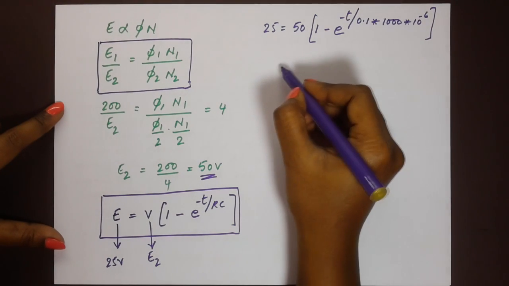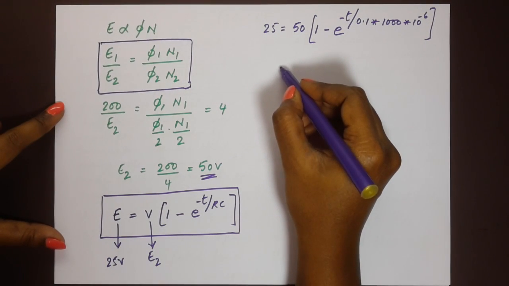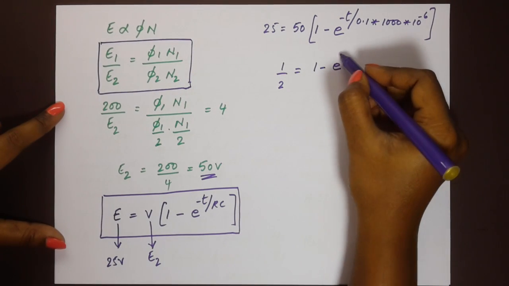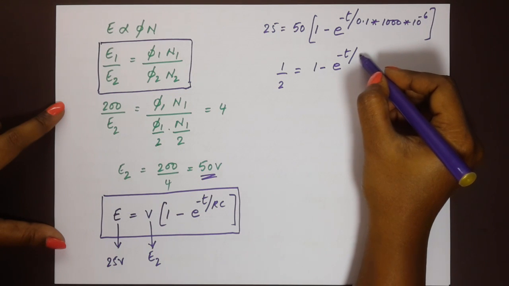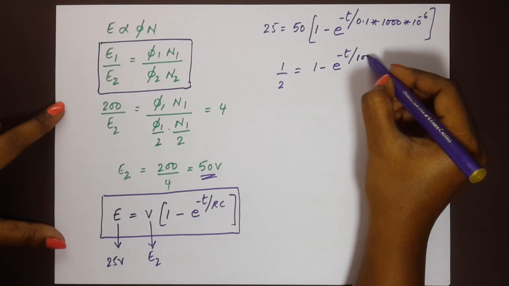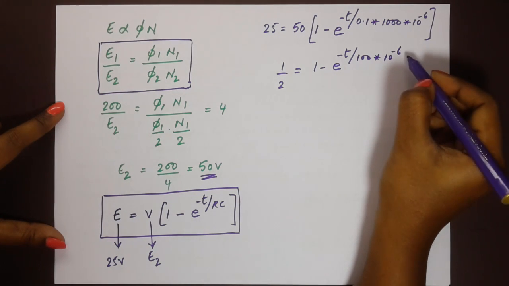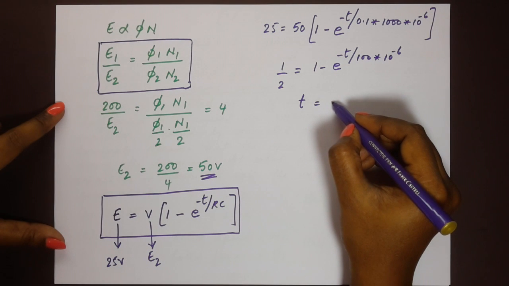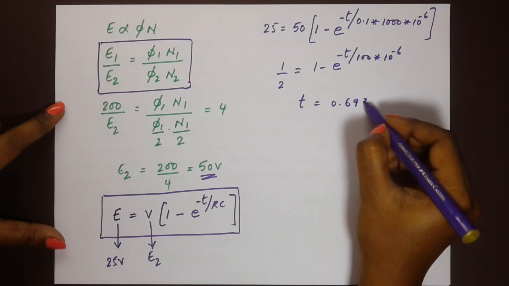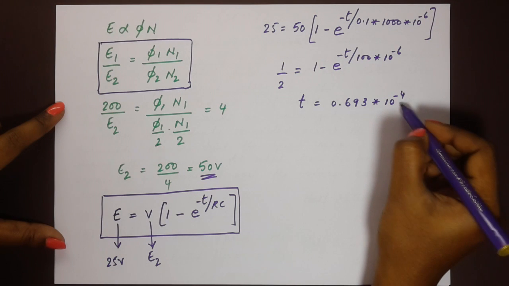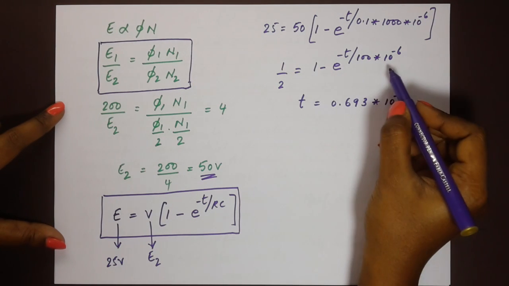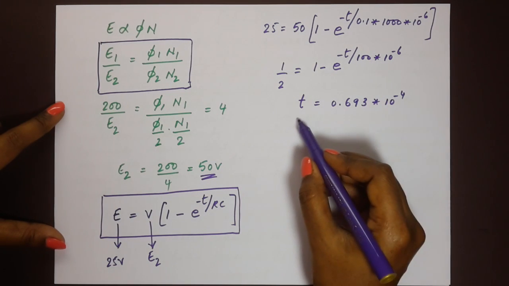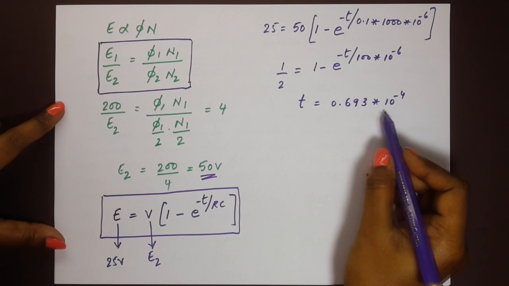Now let's solve this for t. We have 25 by 50, 1 by 2, is equal to 1 minus e power minus t divided by 0.1 and 1000. We can write that as 100 into 10 power minus 6. Now when we solve this for t, we get the value as 0.693 into 10 power minus 4. Now I leave the solving to you since it requires just basic algebra. So t is equal to 0.693 into 10 power minus 4.